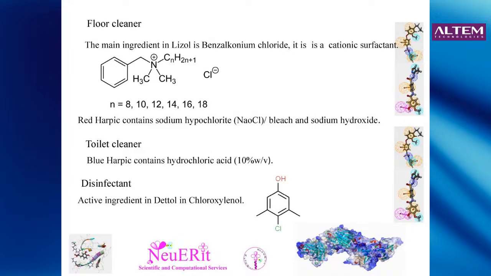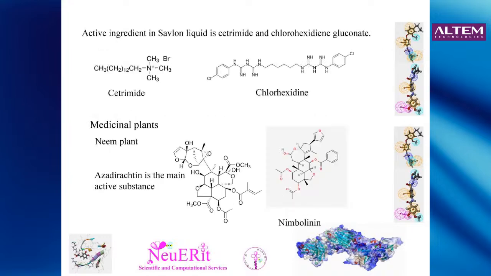A very popular disinfectant or antiseptic liquid is Dettol. Dettol actually contains chloroxylenol. Okay, so this is the structure. One benzene ring is there, one OH group is there, one chlorine is there, and two methyl groups are there. So chloroxylenol is the main ingredient of Dettol. Savlon is also a very popular antiseptic liquid, and it is basically a combination of two chemicals, cetrimide and chlorohexidine. This is the structure of chlorohexidine, and this is the structure of cetrimide.